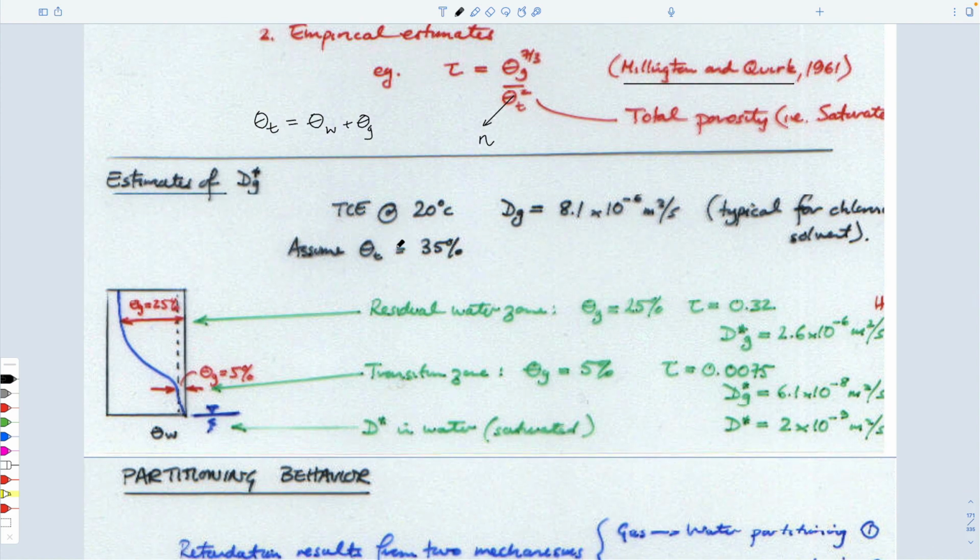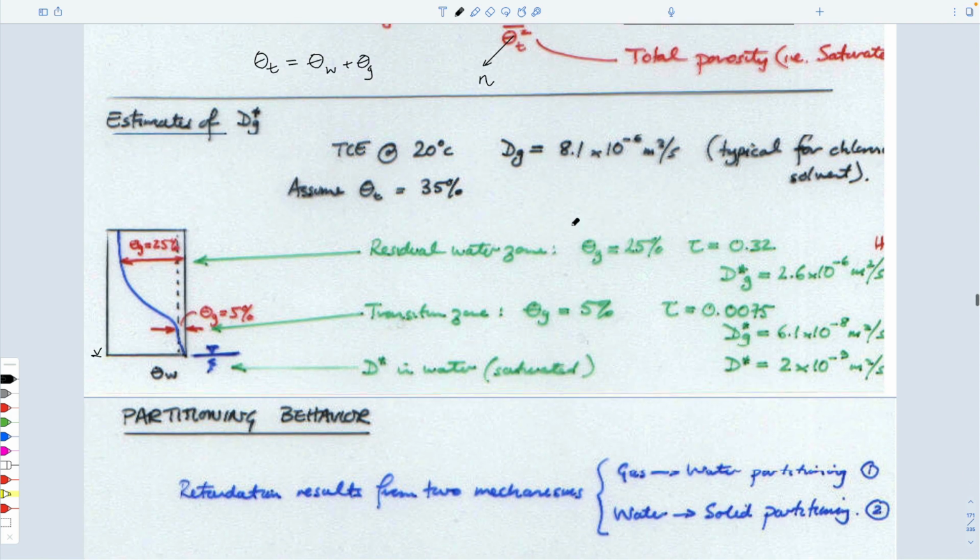And so if we apply this on a column from the ground surface down to the water table, then we can use the textbook or reference book magnitude of the gaseous diffusion coefficient for a chlorinated solvent, TCE in this particular case, at 20 degrees centigrade: 8.1 times 10 to the minus 6 meters squared per second. It compares with the aqueous diffusion coefficient, which is 3 orders of magnitude smaller, 10 to the minus 9, again meters squared per second.